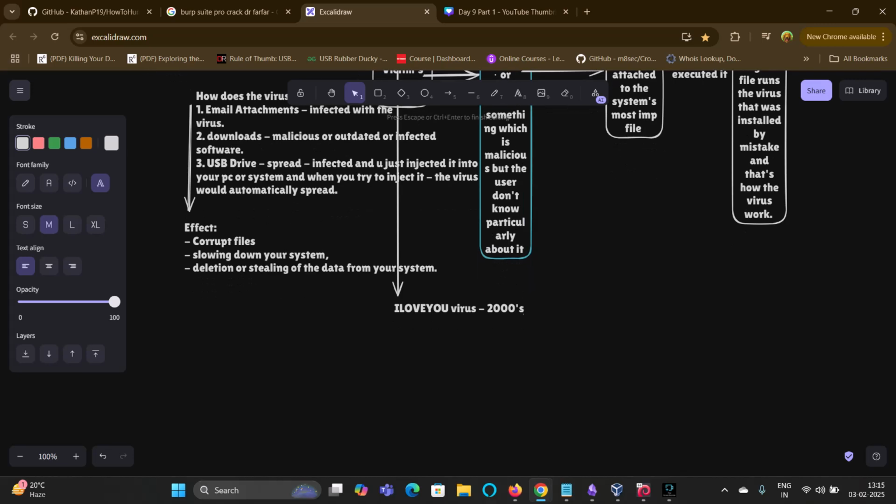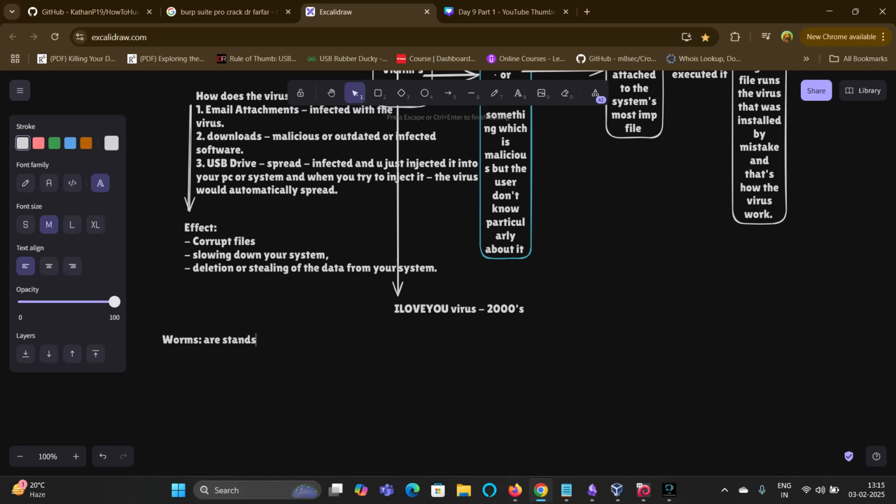Now moving on further, we are going to discuss worms. Don't think that I made up the name of the virus on my own. You guys can go and check about it. It's actually the name of the virus, so you can laugh over it, but take it seriously because it was a real virus earlier. Now talking about worms, what are worms, guys?